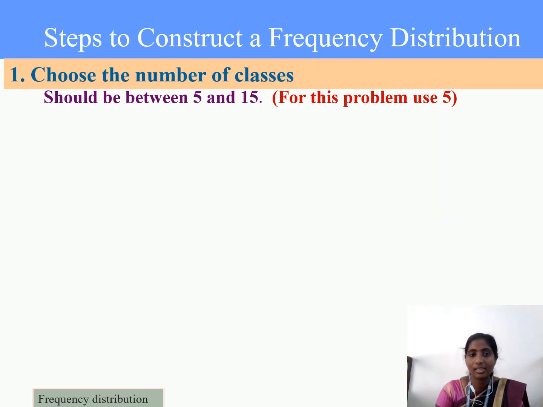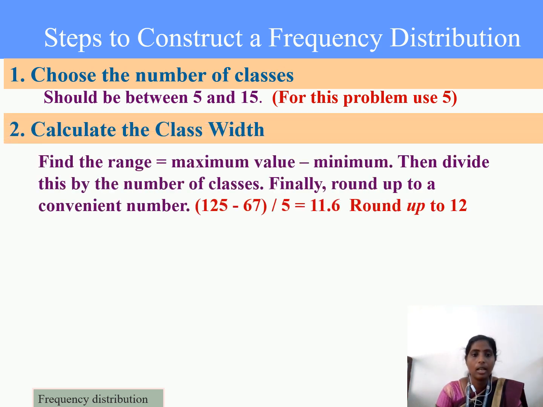And now let's see the steps to construct a frequency distribution table. First, we have to choose the number of classes. It should be approximately between 5 and 15. Now for this problem, we are considering 5. And we have to calculate the class width. For that, the formula is you have to consider the maximum value minus minimum value, and you have to divide that by the number of classes.